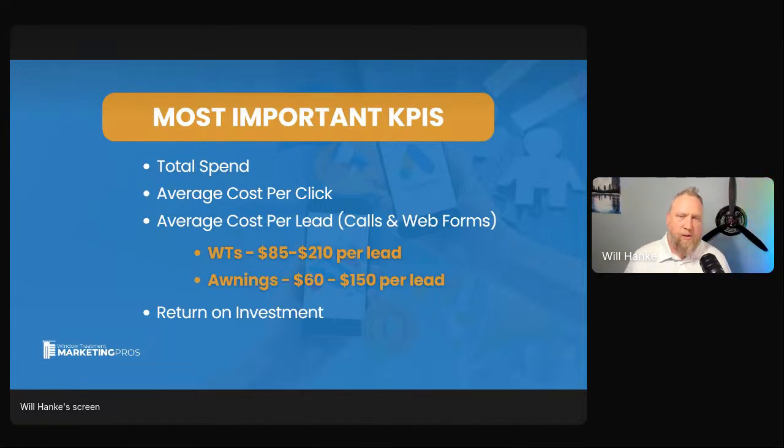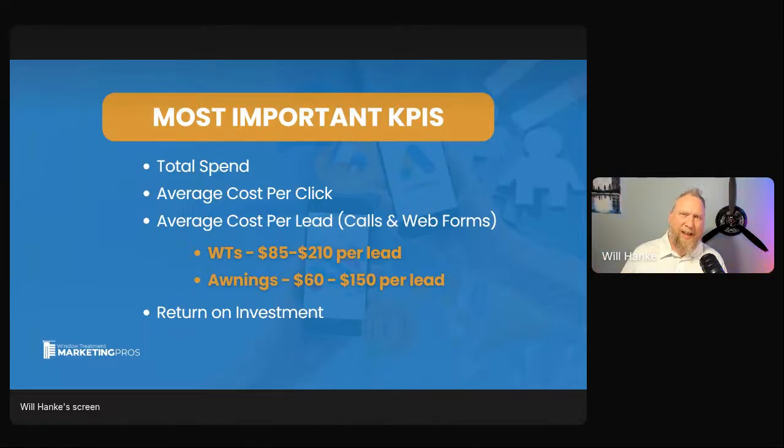So when it comes to the most important KPIs, my most important metric on this page is average cost per lead, or CPL. For window treatments, most leads are going to cost you between $85 and $210. There are some factors in there: how long you've been running ads, how optimized they are, how much competition you have in your area, what is the physical population or the amount of potential leads that are out there in the first place. These are all things that give that range.